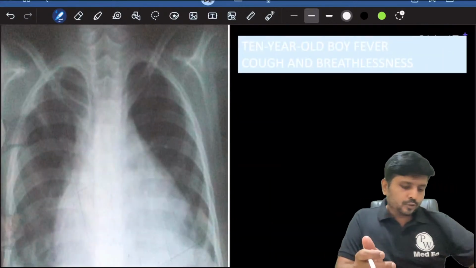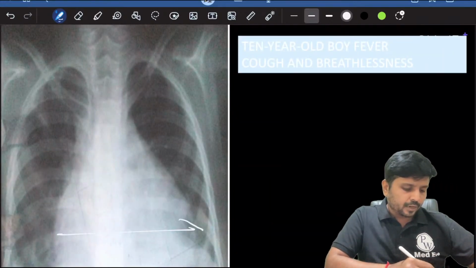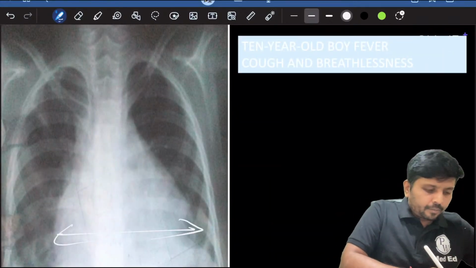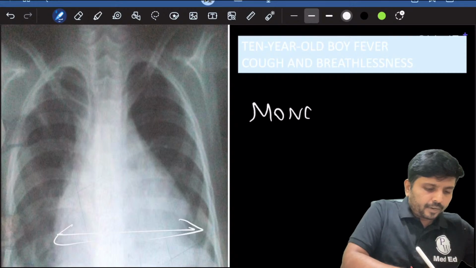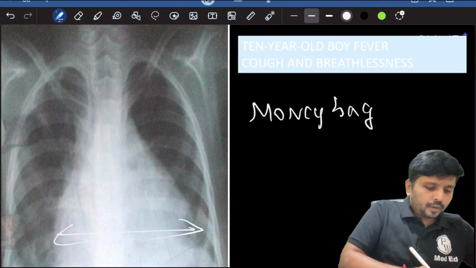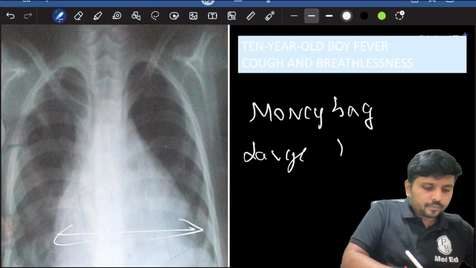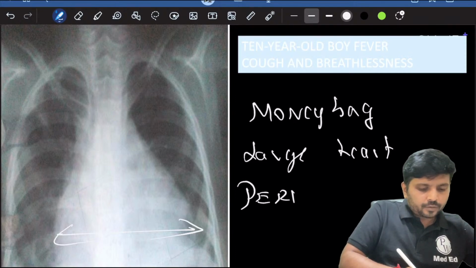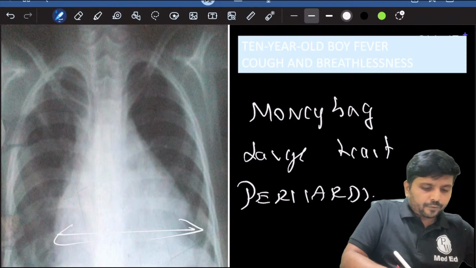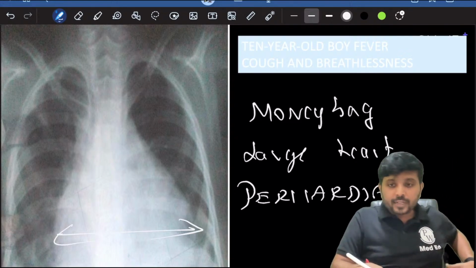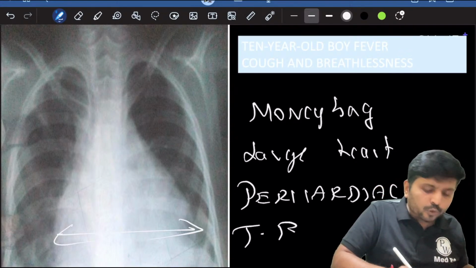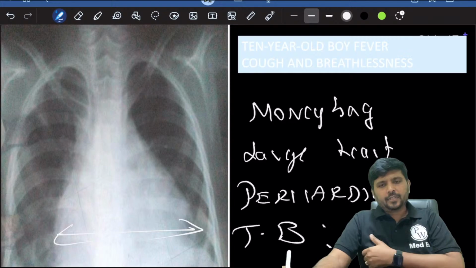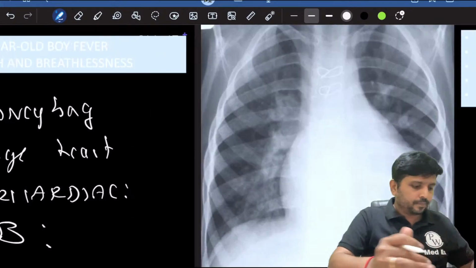Right? So what is this? Massive cardiomegaly, money bag heart, large heart, suggestive of what? Pericardial effusion. If it is associated with fever, it can be due to TB pericarditis. Money bag appearance.